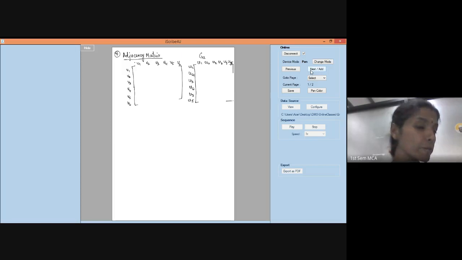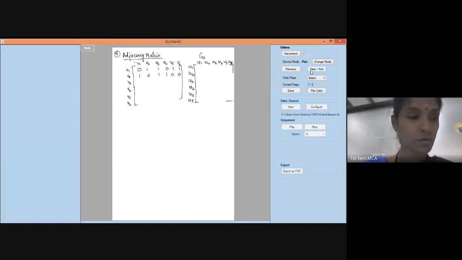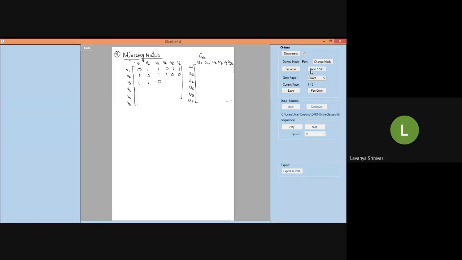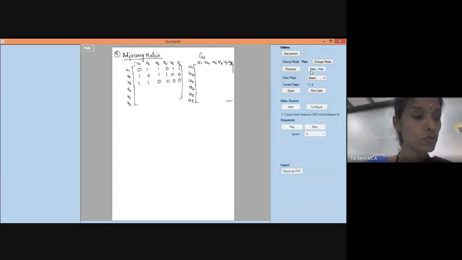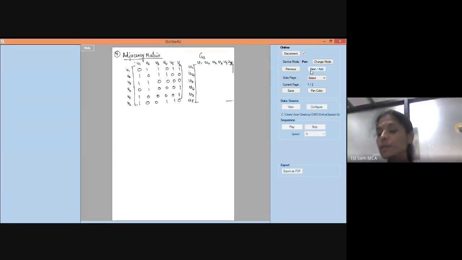Can anybody tell me for G1? First row: 0 1 1 0 1 1. Second row: 1 0 1 1 0 0. Third row: 1 1 and four zeros. Fourth row: 0 1 and three zeros, then 1. Fifth row: 1 and four zeros, then 1. Next: 1 1 0 0 1 0. No, that is for G1.